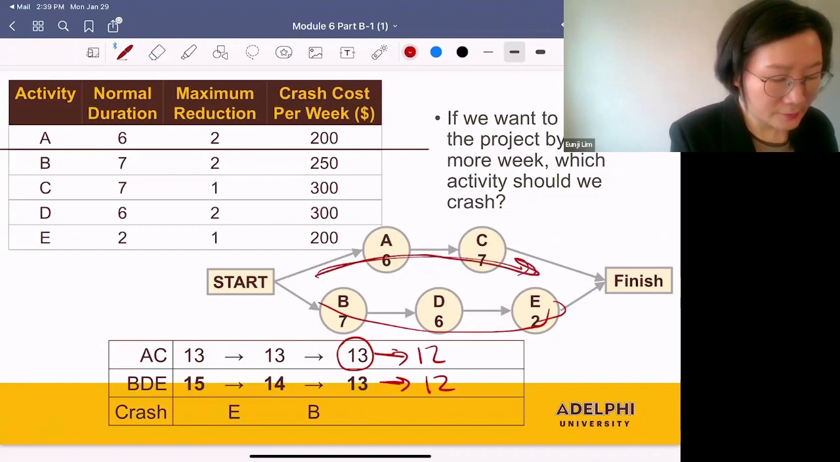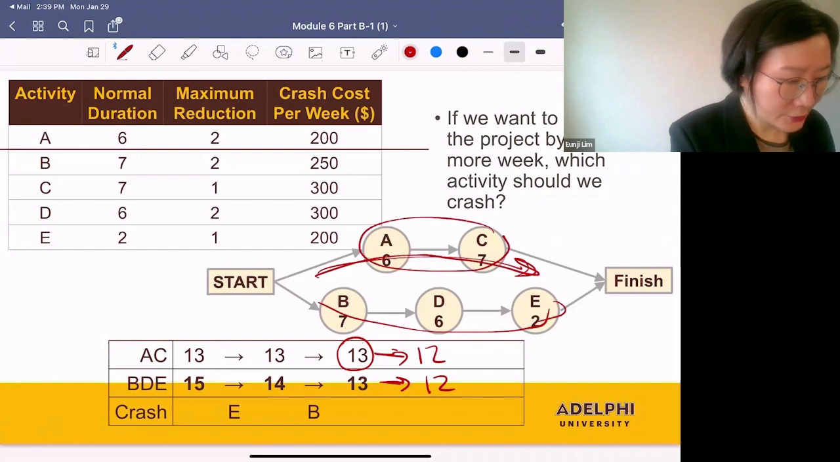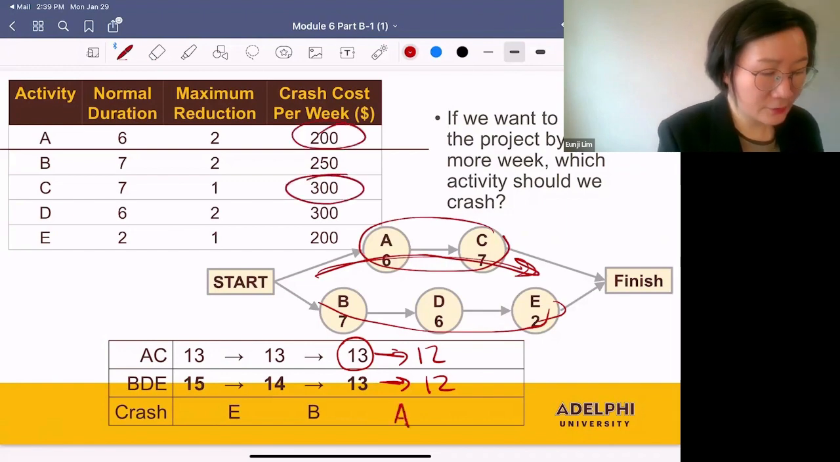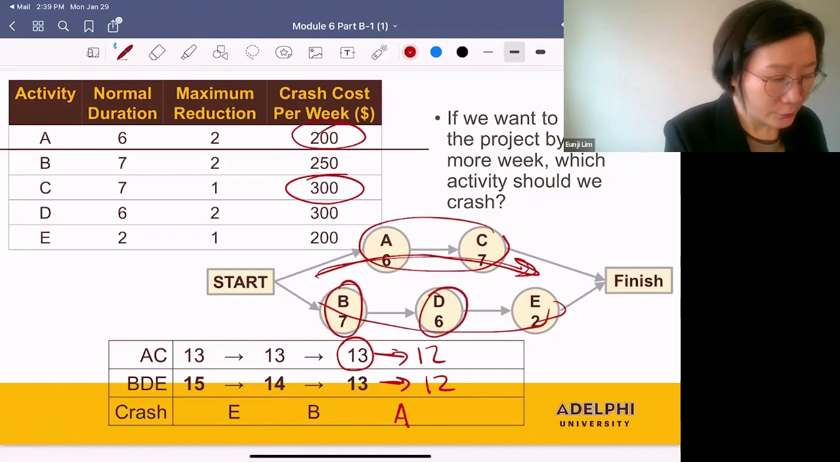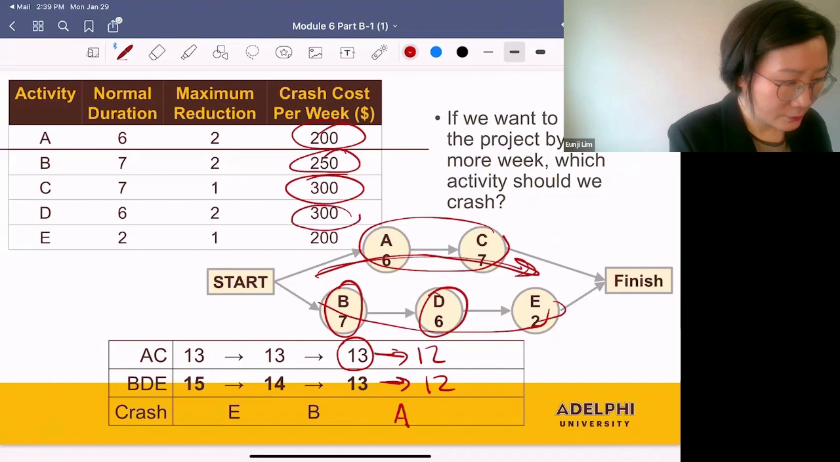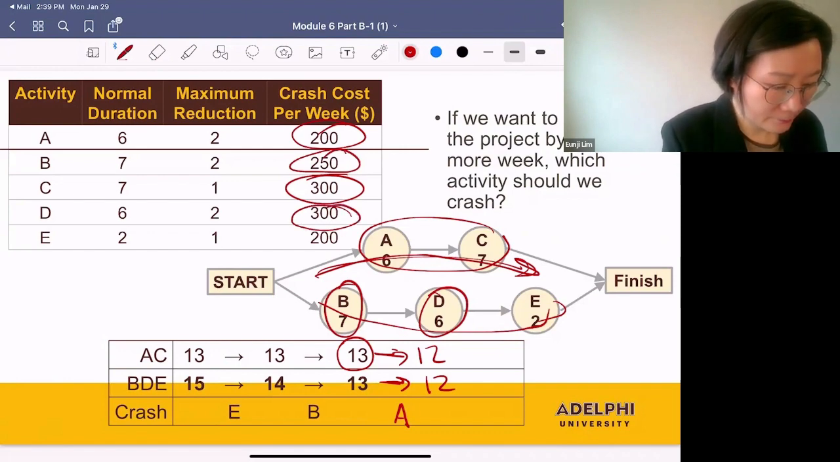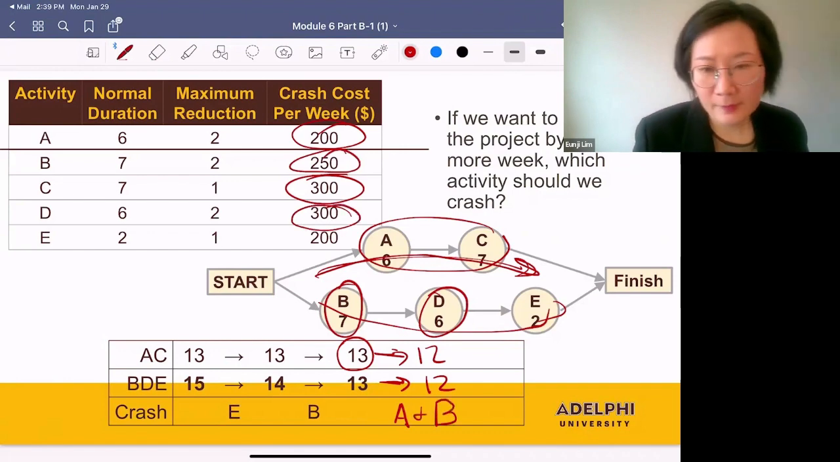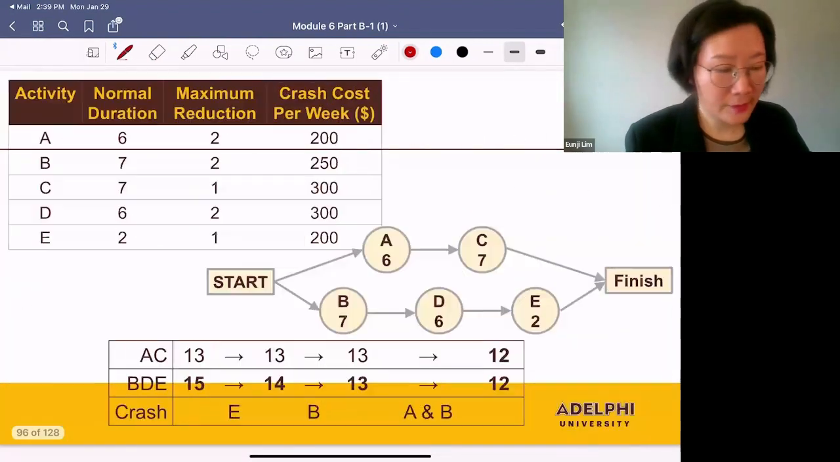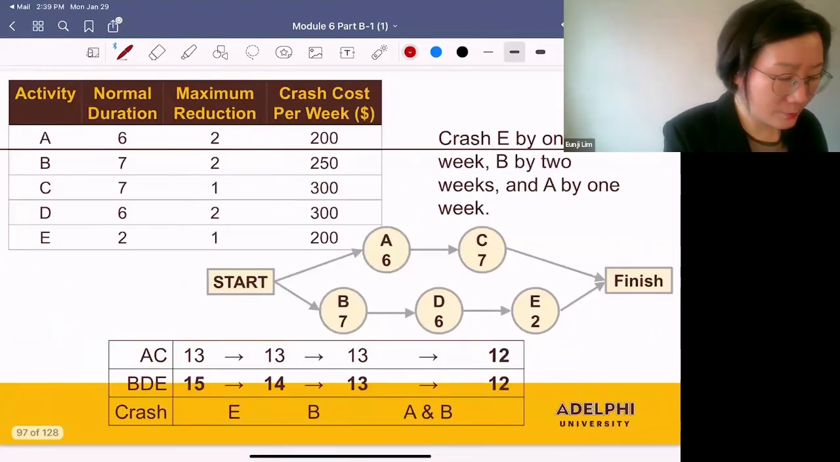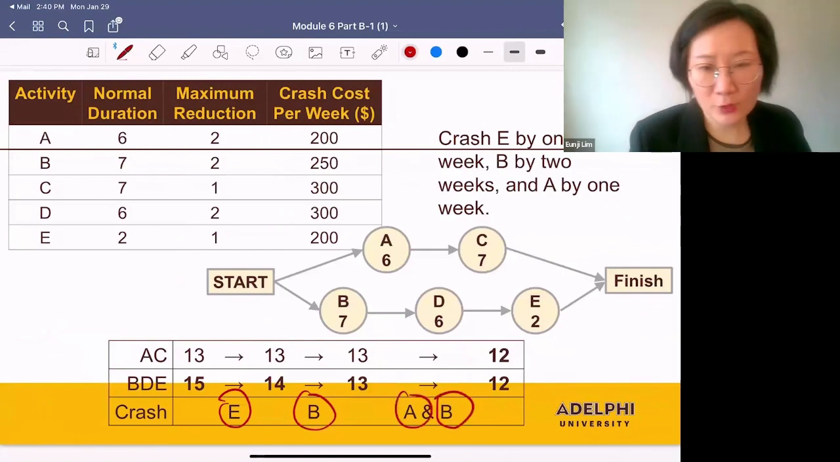So between A and C, which one should we crash? You need to crash A because this is less expensive. And between B and D, which one should we crash? We need to crash B. So our answer becomes crash E by 1 week, and B by 2 weeks, and A by 1 week.